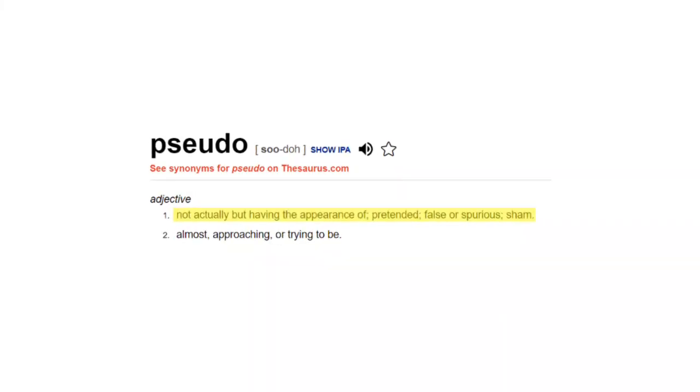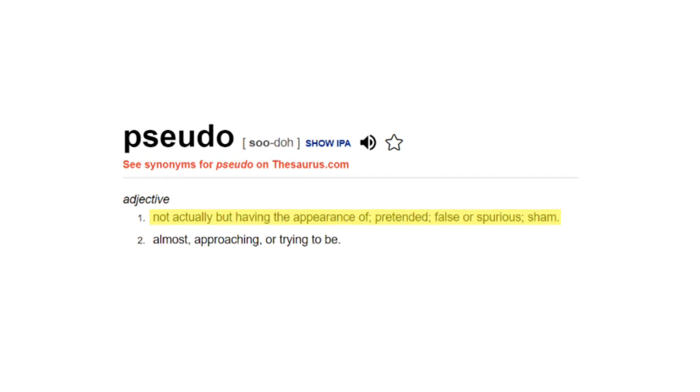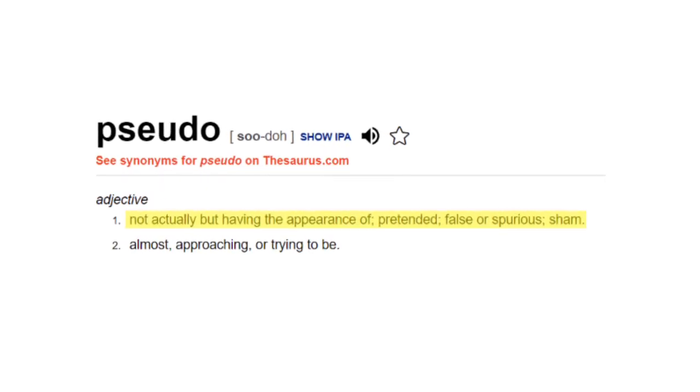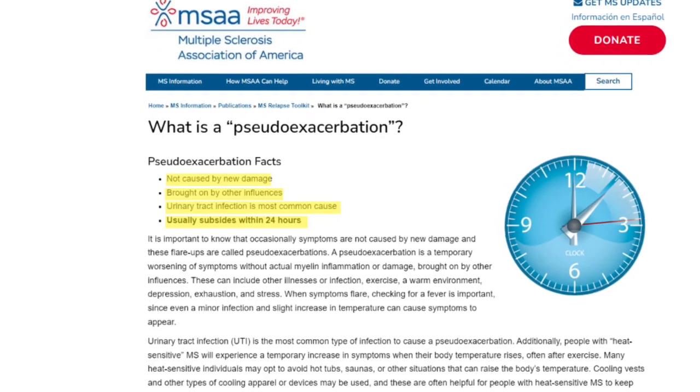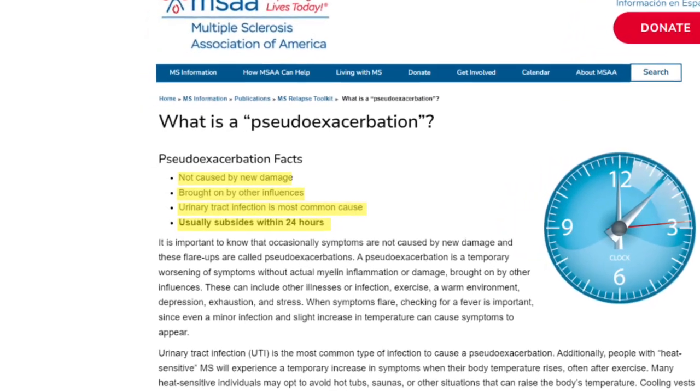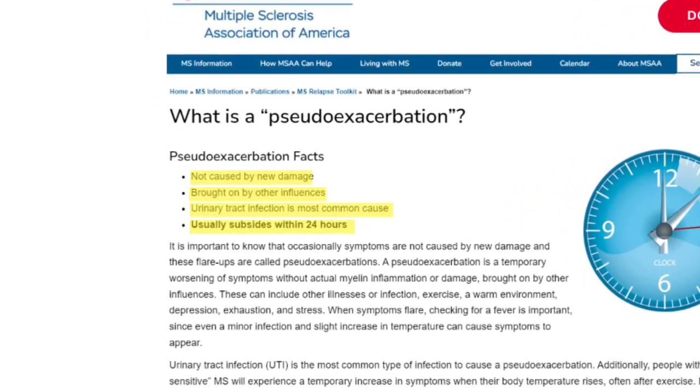The word pseudo means not actually, but having the appearance of, pretended, false or spurious, sham. How rude. For those of us who've had pseudo-relapses, we can emphatically say that pseudo-relapses are not pretend or a sham. Am I right? A pseudo-relapse is something that is not caused by new damage, brought on by other influences. Urinary tract infection is the most common cause, usually subsides in 24 hours.